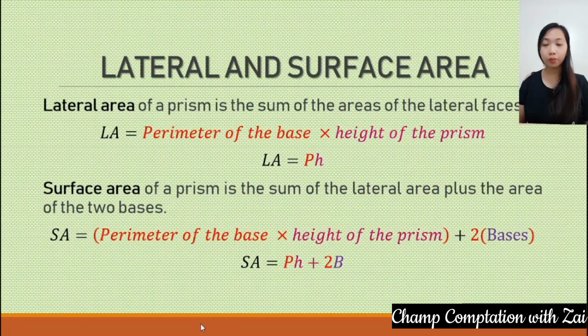Always remember when we talk about the area of the base, take note what type of polygon the prism possesses. If it is a square, we use the area of a square. If it is a rectangle, we use the area of a rectangle. So it depends on the polygon it possesses.